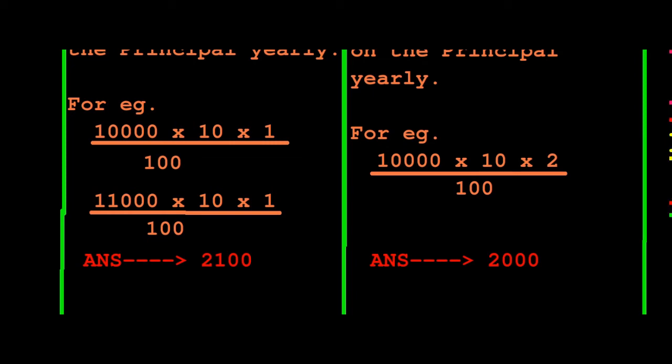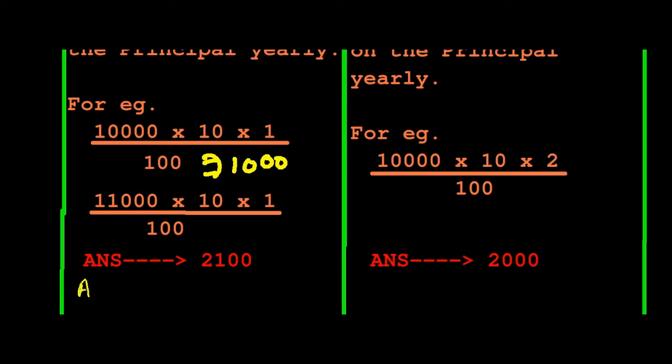We just write 10,000 into 10, which is the rate, into 2, which is the time. So friends, in compound interest, we calculate it yearly. We will write 10,000 as the principal into 10 into 1 by 100, and when we calculate this, we get 1,000 as the interest.